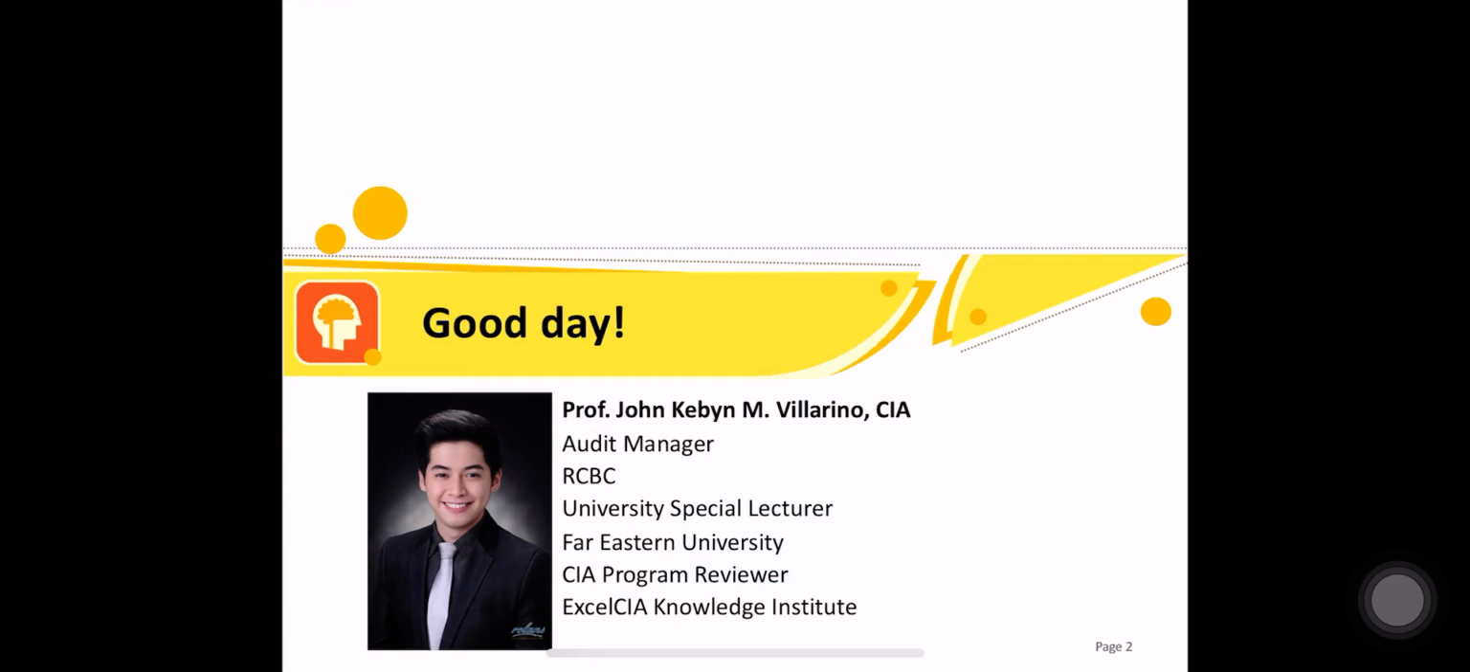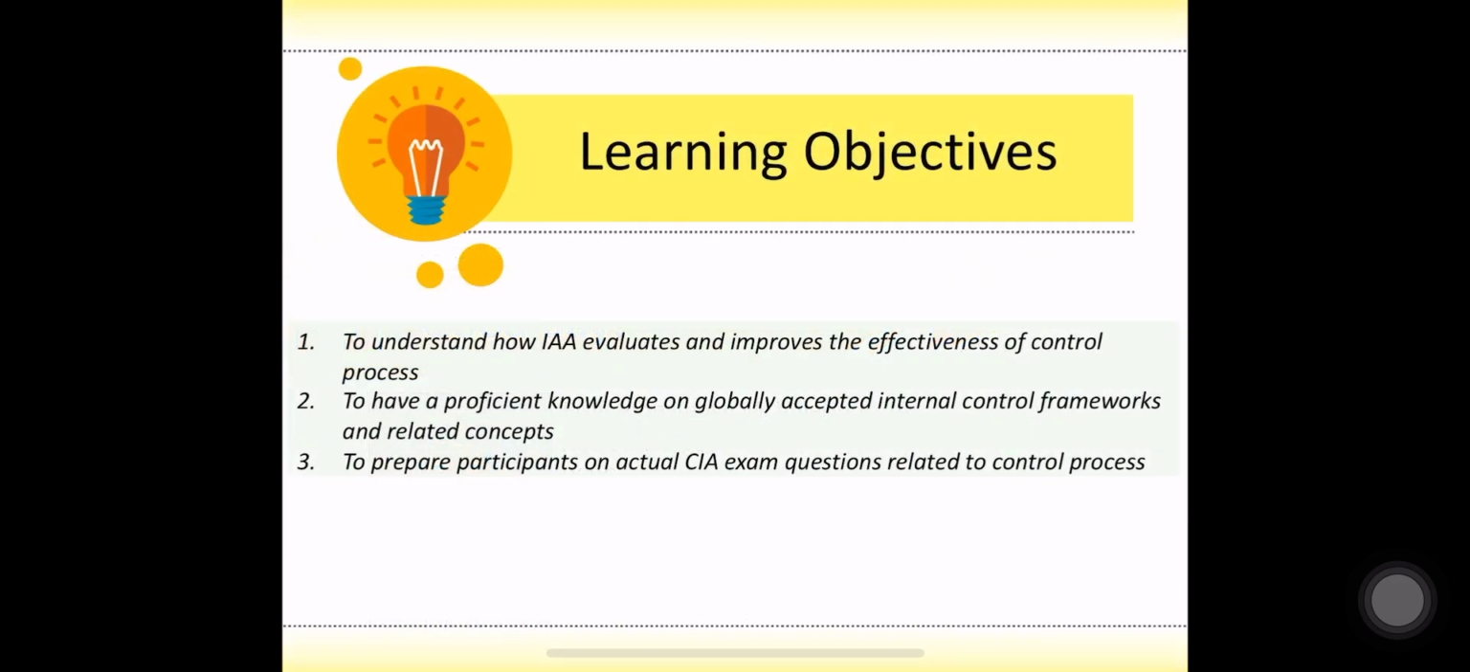I just wanna introduce myself again. I'm John Kebain Villarino. I'm a CIA since 2017, and currently I'm an audit manager in RCBC, and I'm also a university special lecturer in FU, and I teach every Saturday. And I'm a part-time program reviewer here in Excelsia. And let's talk about the focus of the topic. I mean, kilalang-kilala nyo na ako for the past 3 videos.